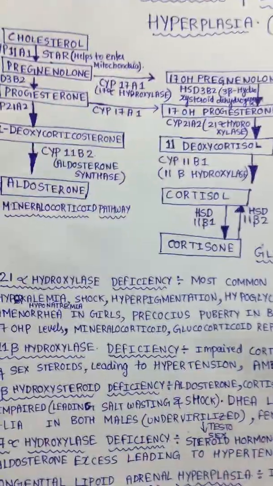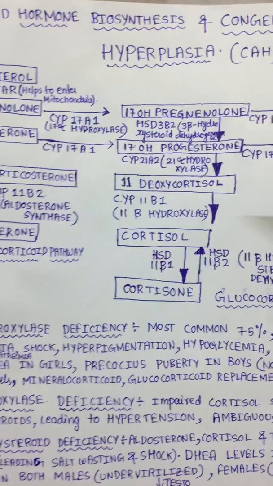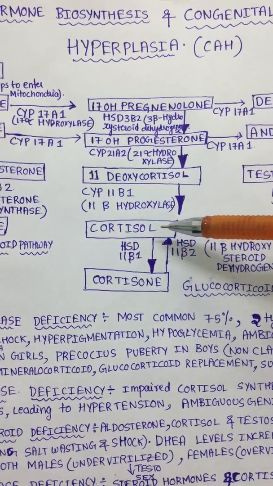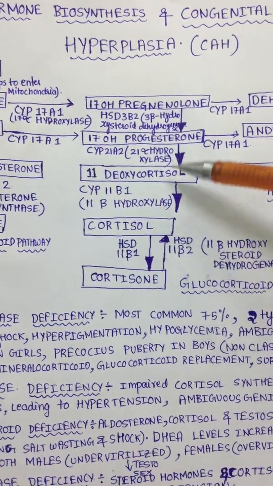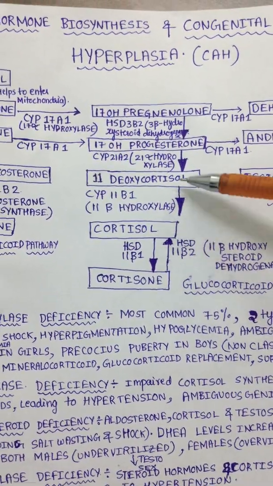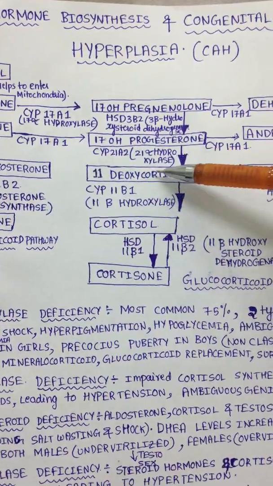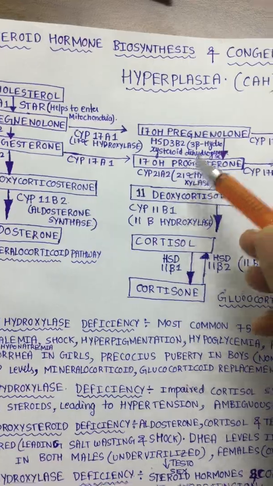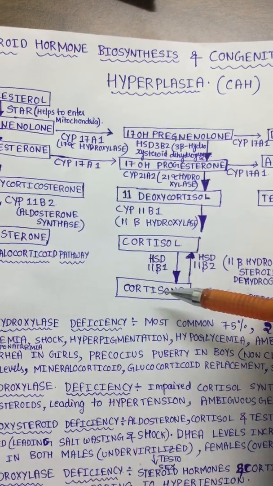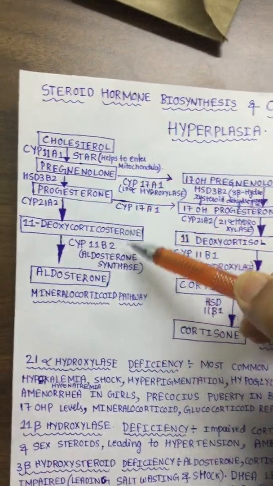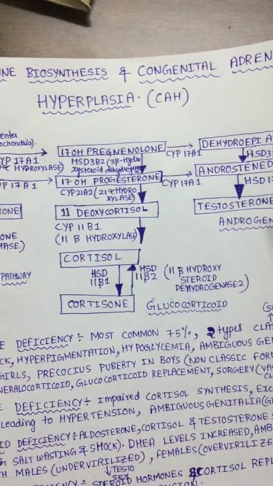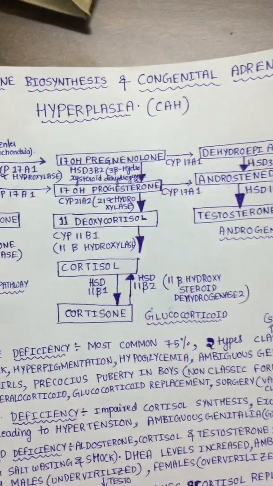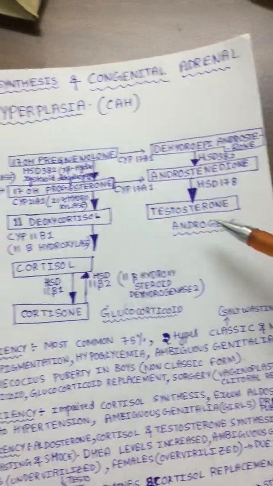11 beta hydroxylase helps in conversion of 11-deoxycortisol to cortisol. Okay, 11-deoxycortisol to cortisol. If this enzyme is deficient, the 11-deoxycortisol levels and also other pre-products will be elevated. So here the cortisol biosynthesis will be deranged, but the mineralocorticoid pathway and the androgen synthesis pathway will be hyperactive, and over secretion of mineralocorticoids and androgens will be seen.